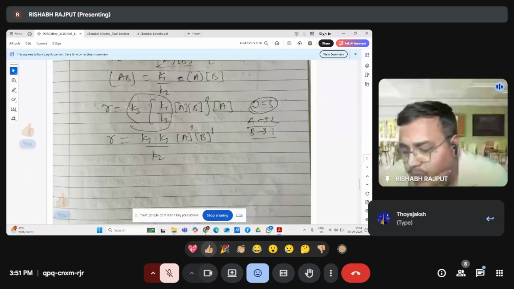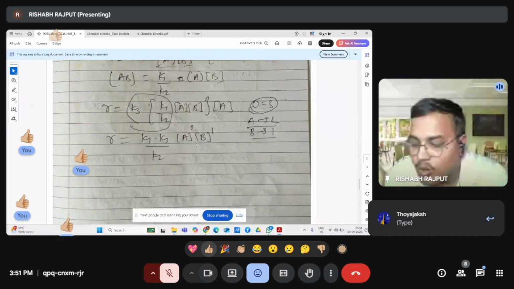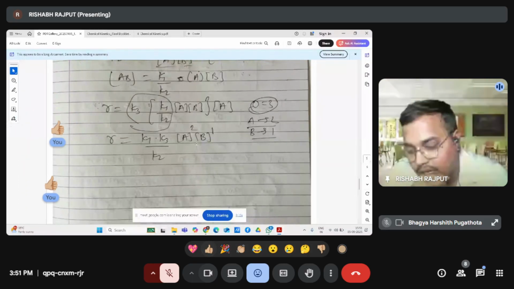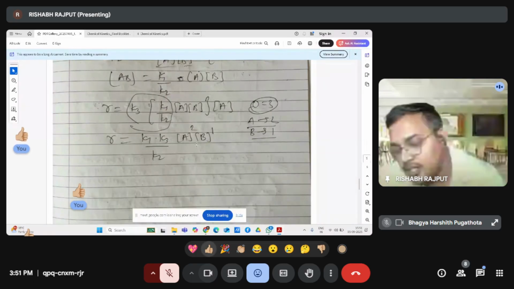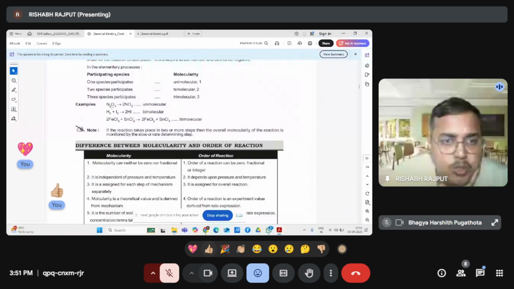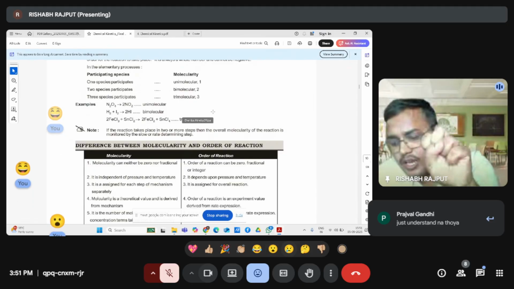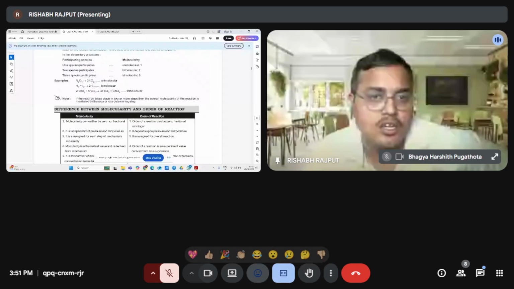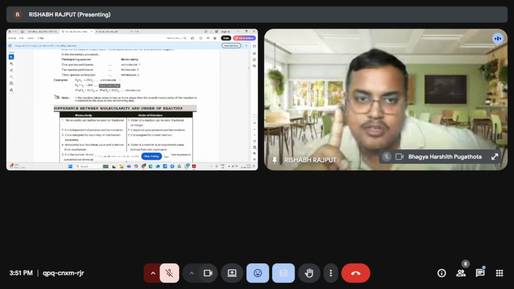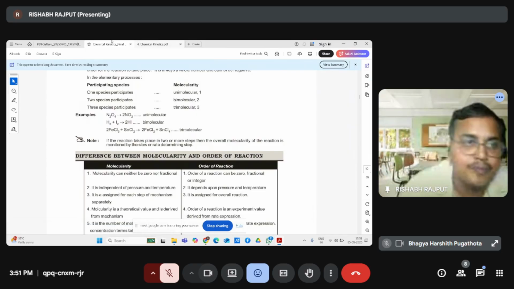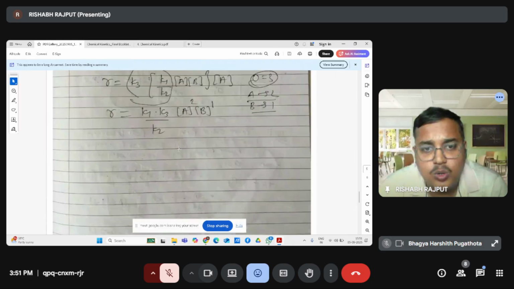Unimolecular means there is only one reactant. At one time, only one type of reactant molecule collides with each other and makes the bond. If you see an example here, N2O4, in this reaction only one reactant is there. So in the one container, only N2O4 molecules collide with each other and they make NO2. That is why it is unimolecular. So in this case, if your reaction is in a simple, single step, then your molecularity value and order value are the same. Please understand it.